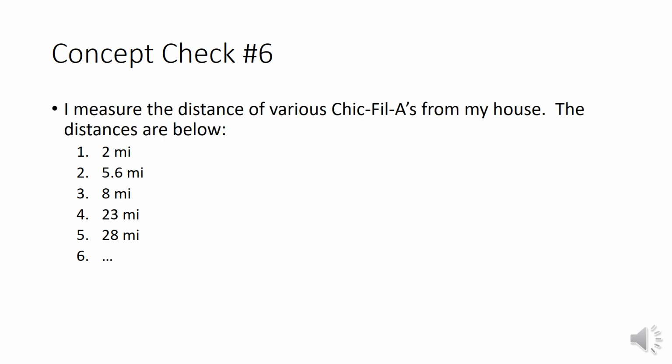All right, let's do concept check number 6. I measure the distance of various Chick-fil-A's from my house. The distances are below. One Chick-fil-A is 2 miles from my house. Another one is about 5.5. A third is 8 miles, and so on. Here's the question. What kind of variable is the variable of distance? Is it a quantitative variable or is it a categorical variable? So go ahead and figure that out, and once you have, continue on with the video.